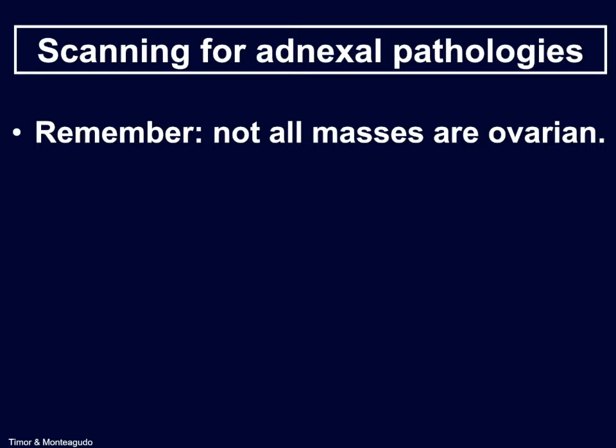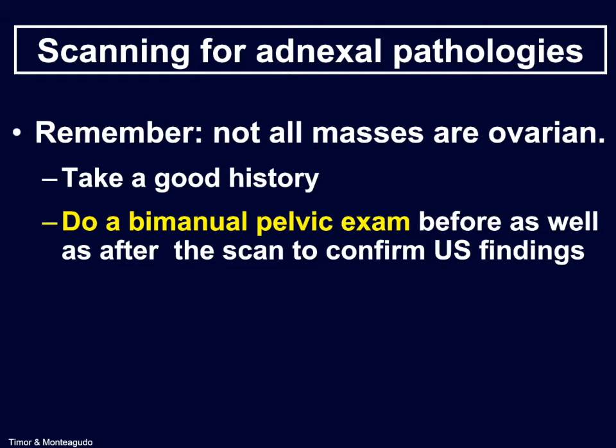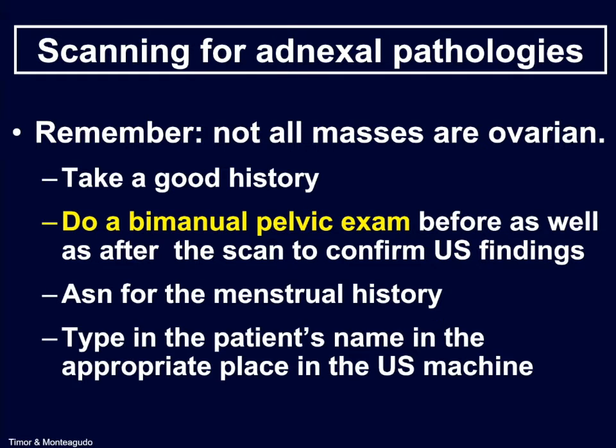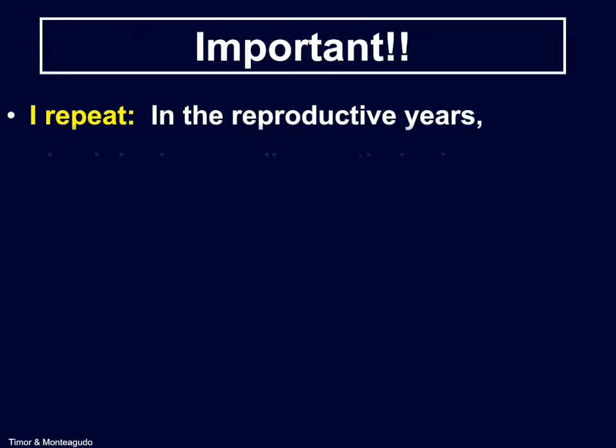Remember, not all masses are ovarian, and I have a very important message to you. Take a good history. Do a bimanual pelvic exam before as well as after the scan to confirm the ultrasound diagnosis. And ask for a menstrual history. Type the patient's name in the appropriate place in the ultrasound machine.